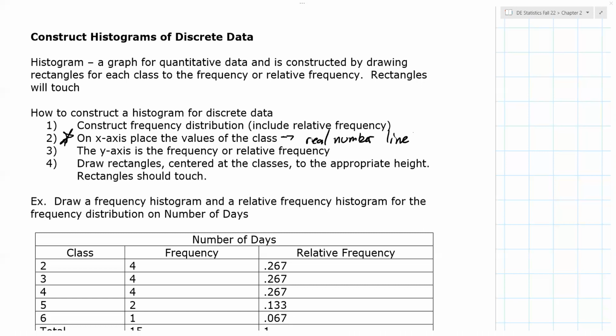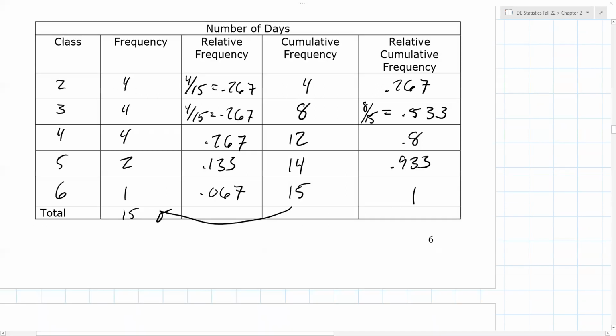We start with a number. It does not have to be 0. In this case, the frequency distribution that we just made, in fact, it's not 0. It's going to start at 2. But once we start at 2, we can't skip any numbers until we get to 6. So we have to do 2, 3, 4, 5, 6, and then we can stop. But once you start until you stop, you have to include all of the numbers. You can't skip anything.